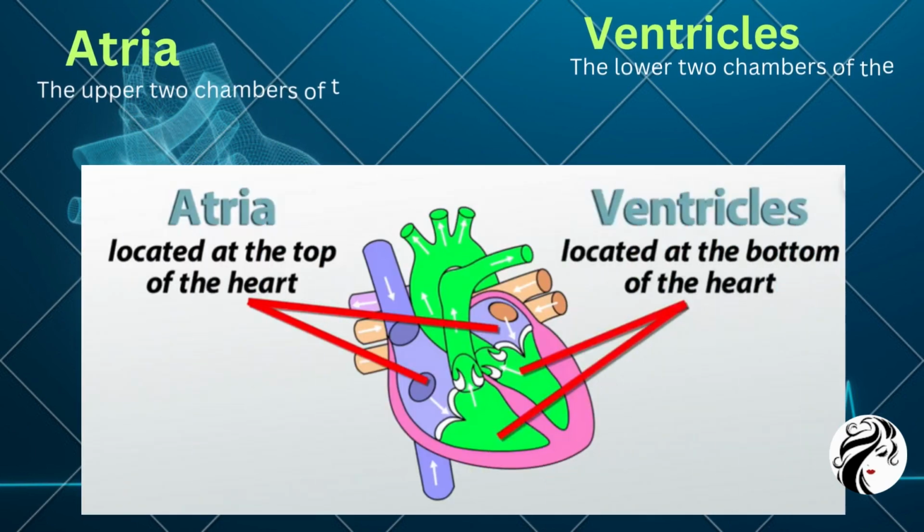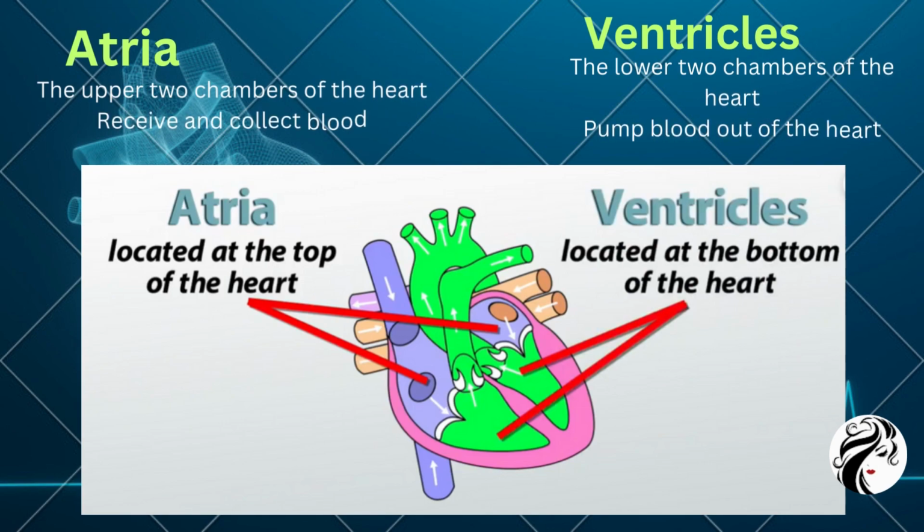So, the upper two chambers of the heart are the atria, which receive and collect blood. The ventricles are the lower two chambers of the heart, which pump blood out of the heart.